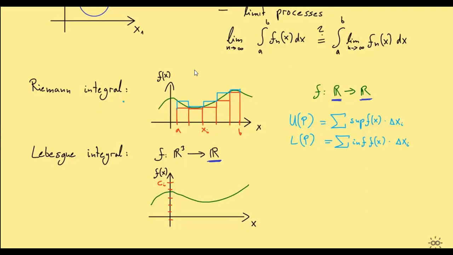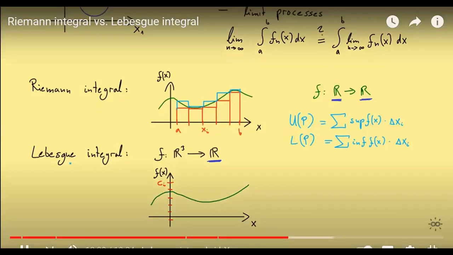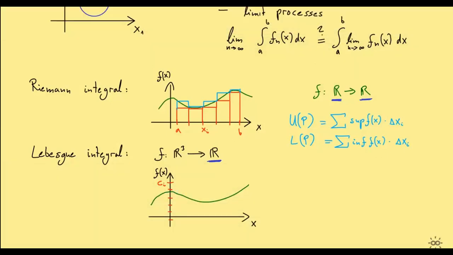However, now we want to decompose the y-axis for getting the Lebesgue integral. Now we get the following picture. For example, this value gives you this line here and this line here. Now we want to find all the parts of the function that lie between these two lines, meaning inside this interval in the real line.